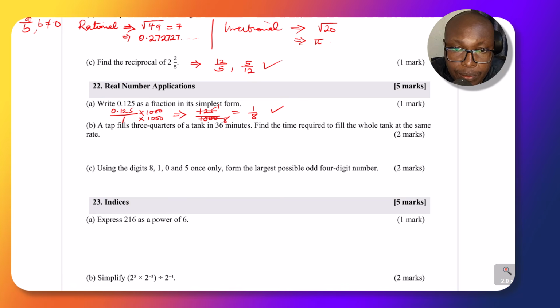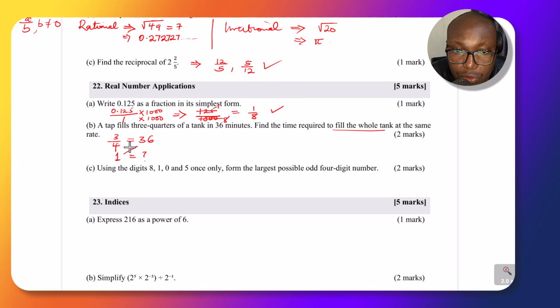We go to part B. A tap fills 3/4 of a tank in 36 minutes. Find the time required to fill the whole tank at the same rate. So a tap fills 3/4 of the tank in 36 minutes. Find the time required to fill the whole tank. When the tank is full, the fraction will be 4 divided by 4, or 1. So 3/4 of the tank is filled in 36 minutes. What about when the tank is full, which is represented by the fraction 1?